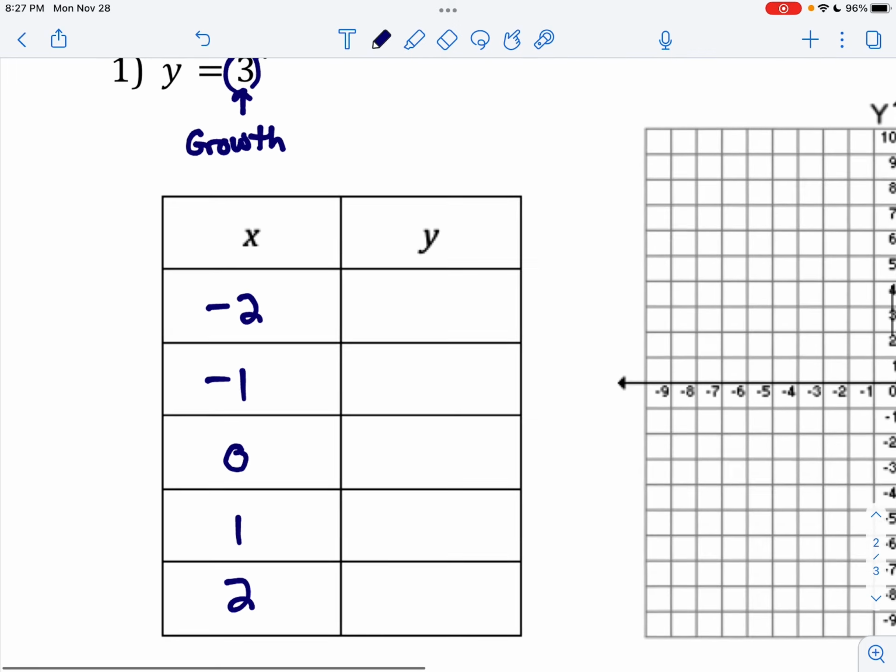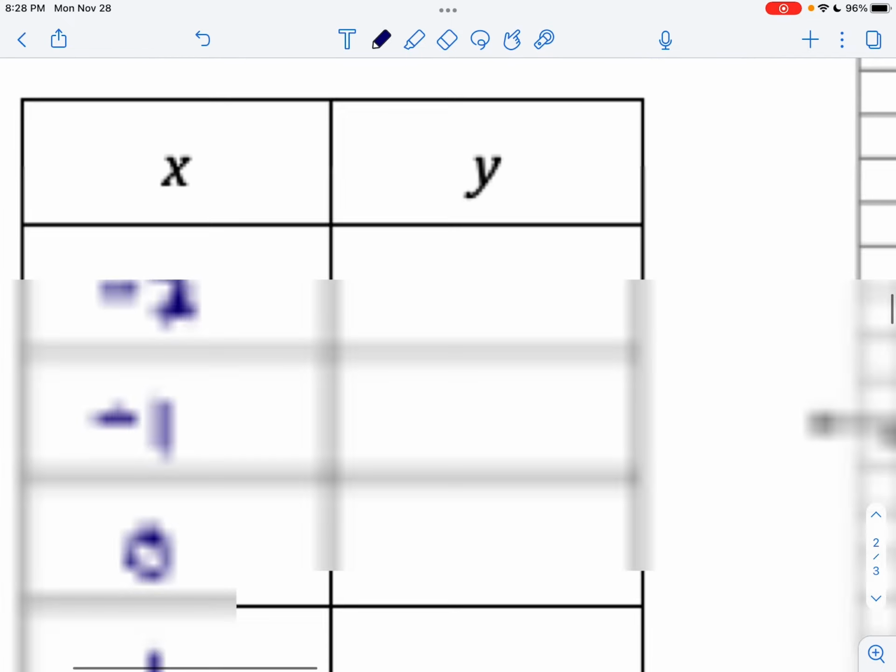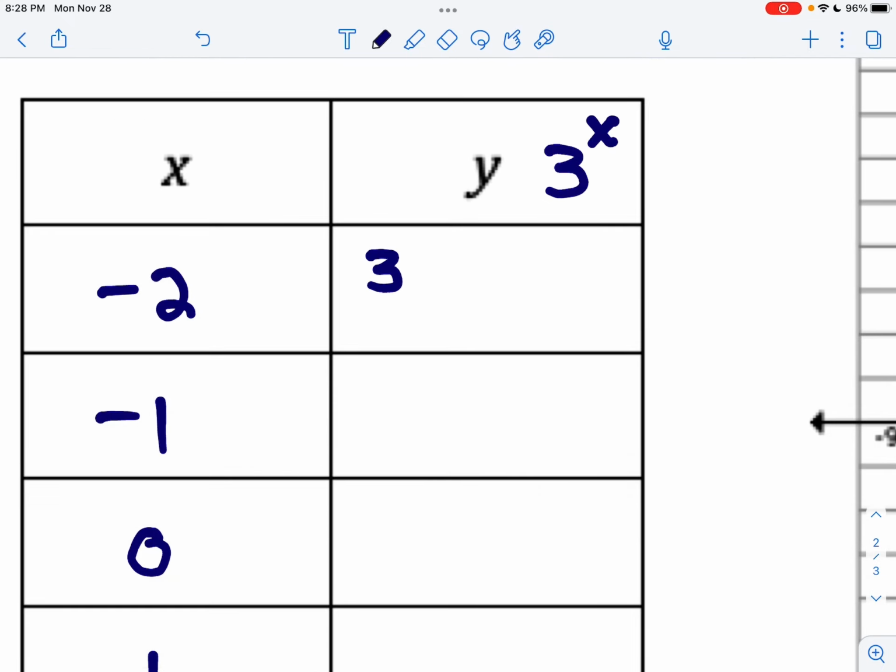Okay, so now we need to use our function, which is 3 to the x, and we're going to plug in the x value. So on the first one, I'm going to plug in -2. So I have 3 to the -2 power. Well, I can't have 3 to the -2 power. We just had a quiz over that. I have to flip it and make it positive because I can't have a negative exponent.